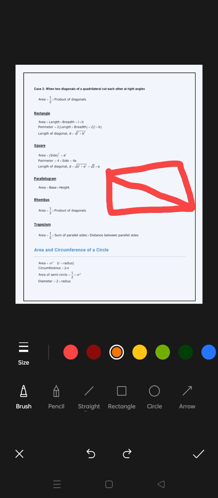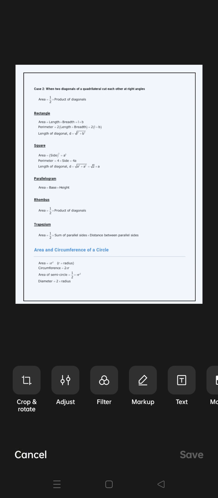When we cut the diagonals, each of the four angles at the intersection is a right angle: this is a right angle, this is a right angle, and when we cut here as well, this will also be a right angle. So the area of such a quadrilateral is 1 upon 2 multiplied by the product of the diagonals. This is case 2.